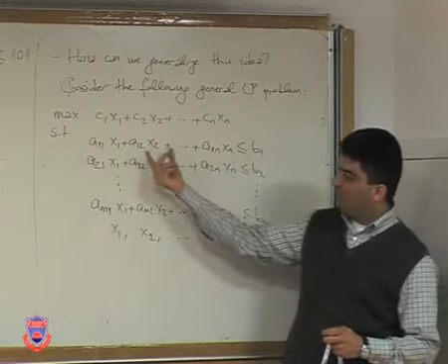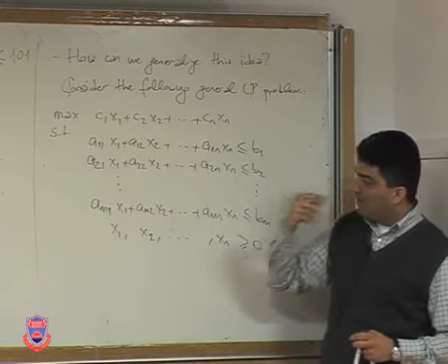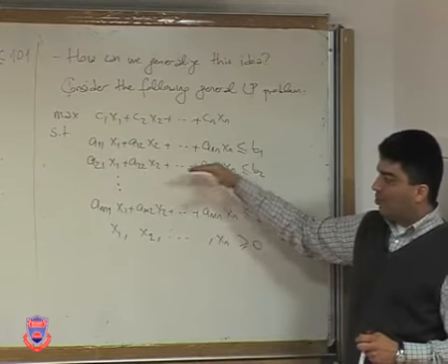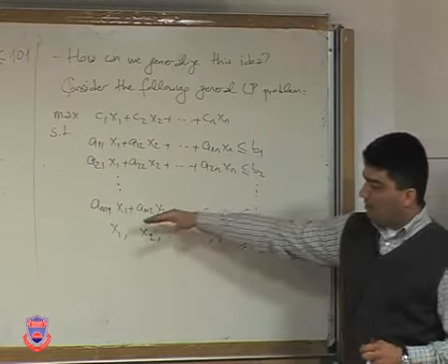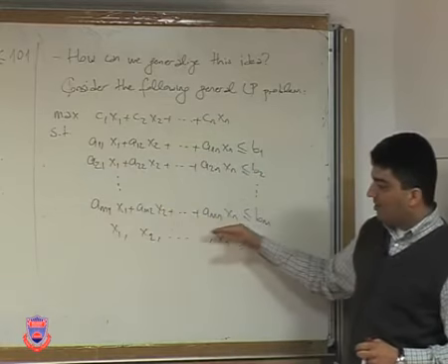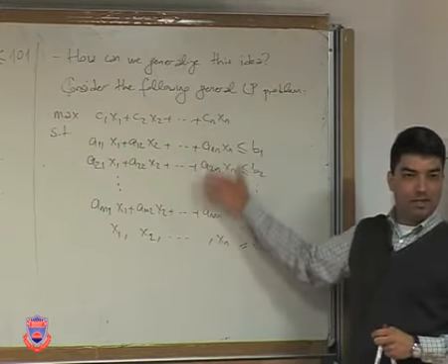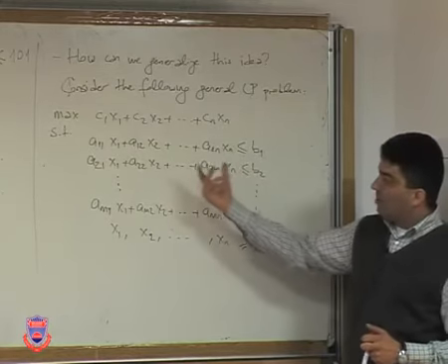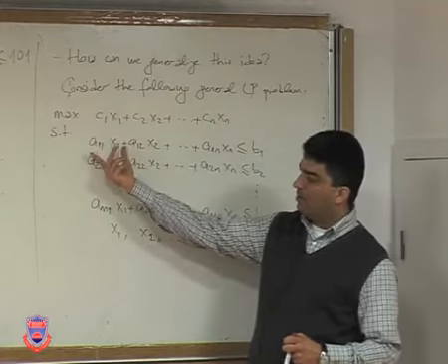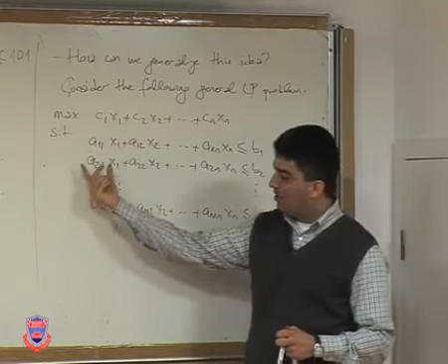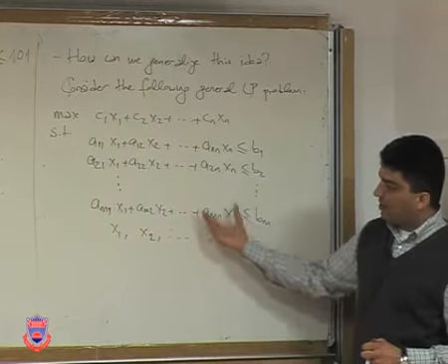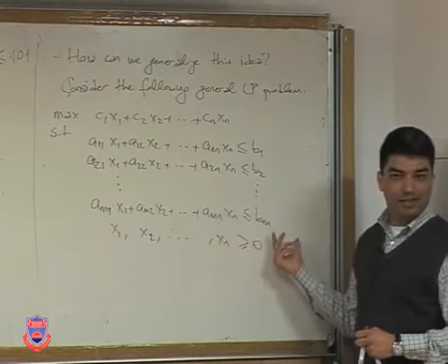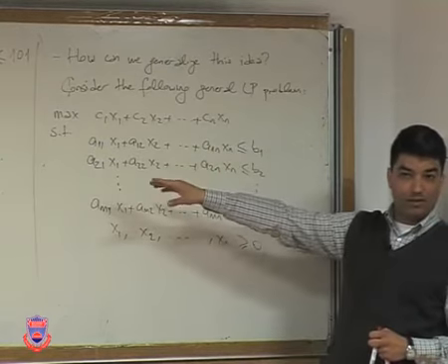As a result, I need to pick a non-negative number to multiply the first constraint, another non-negative number to multiply the second constraint, and so on, and another non-negative number to multiply the last constraint. Then I add them up, and that will give me a single inequality. If I add them up, I get the left-hand side less than or equal to some right-hand side value, just like we did over there.